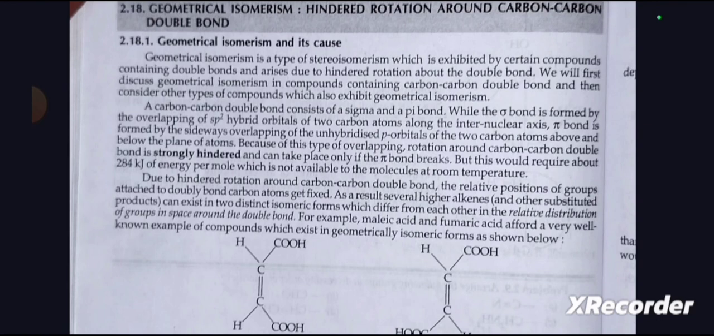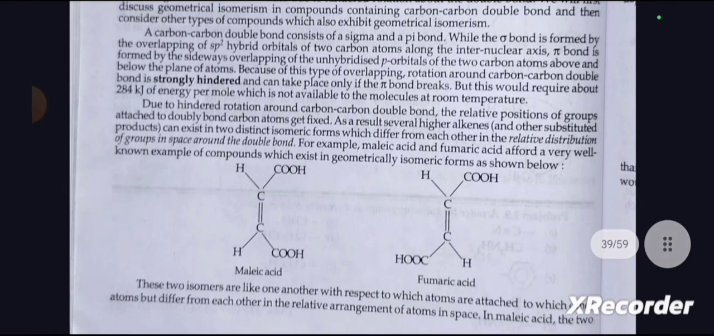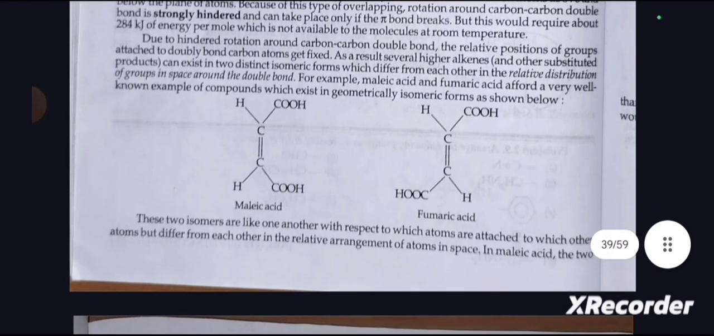A carbon-carbon double bond consists of a sigma and a pi bond. The sigma bond is formed by overlapping of sp2 hybridized orbitals of two carbon atoms along the internuclear axis. The pi bond is above and below the plane of atoms. Because of this type of overlapping, rotation around the carbon-carbon double bond is strongly hindered and can take place only if the pi bond breaks, but this would require about 284 kilojoules of energy per mole, which is not available to the molecules at room temperature. Due to hindered rotation around the carbon-carbon double bond, the relative positions of groups attached to doubly bonded carbon atoms get fixed.